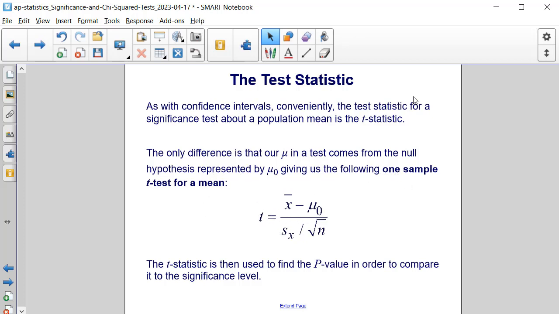t is equal to the sample mean minus mu sub 0, all divided by s sub x divided by the square root of n. And the t-statistic is then used to find the p-value in order to compare it to the significance level.